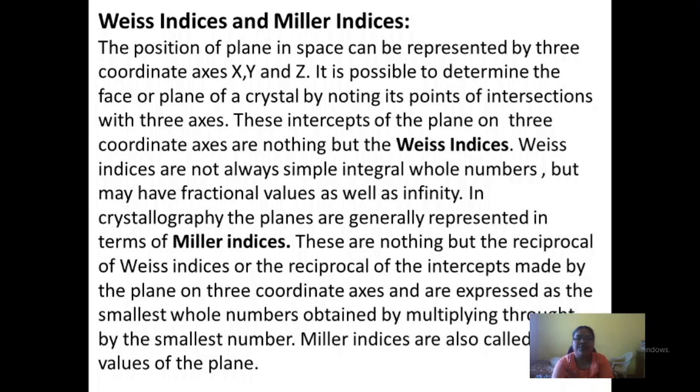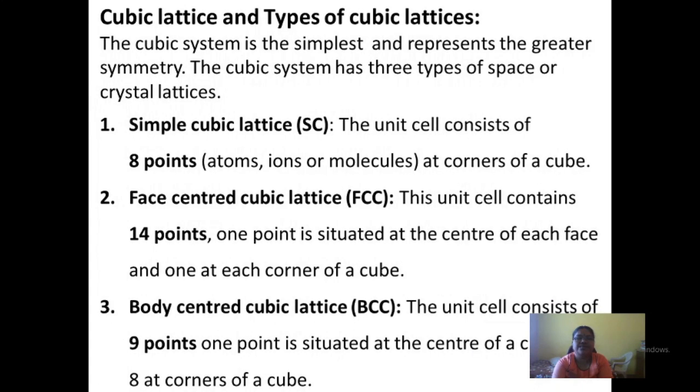In crystallography, the planes are generally represented by Miller indices. These are nothing but the reciprocal of Weiss indices or the reciprocal of the intercepts made by the plane on three coordinate axes and are expressed as the smallest whole numbers obtained by multiplying throughout by the smallest number. Miller indices are also called as hkl values of the plane.